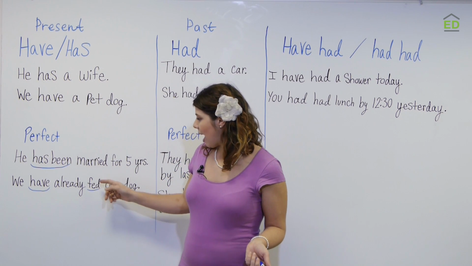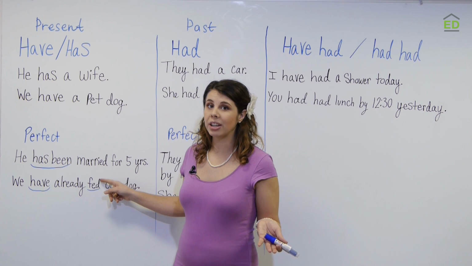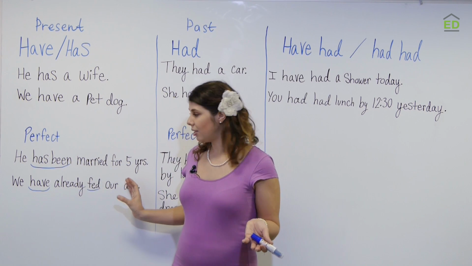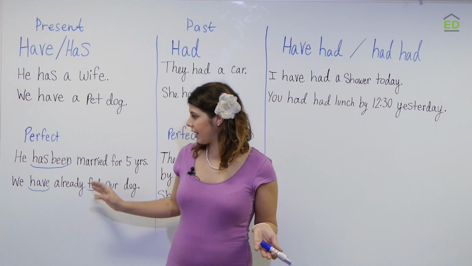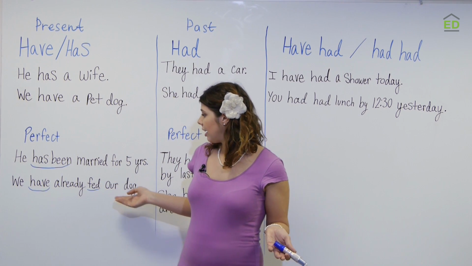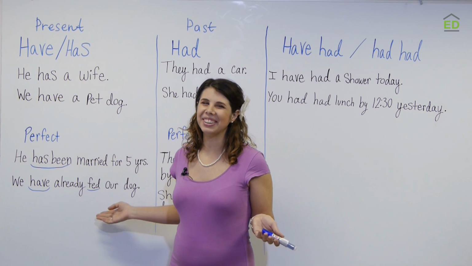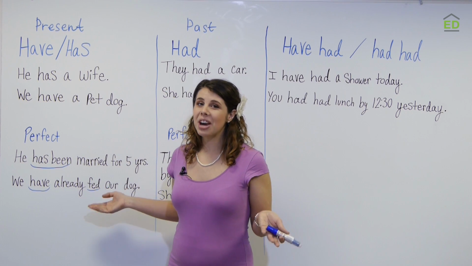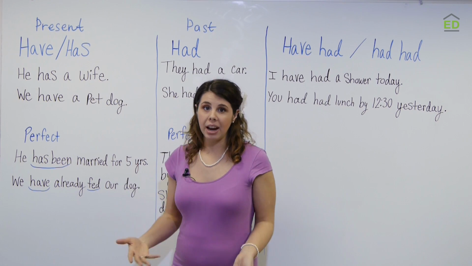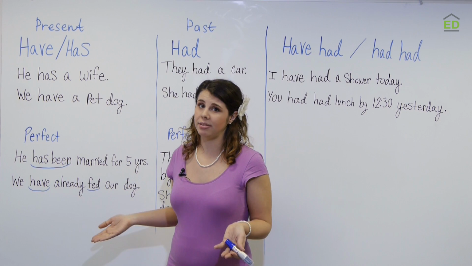So again, we have to feed. Third form of this irregular verb is fed. So to create this meaning, we have fed. We have already fed our dog. It means that we fed our dog earlier. We don't need to feed the dog right now. We fed our dog earlier. The dog has already been fed.